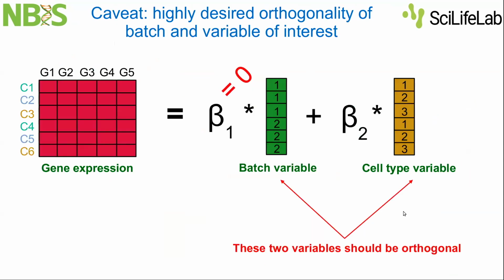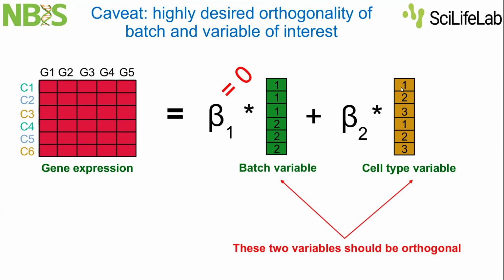So here is a caveat. This will work only if the batch variable and the cell type variable are uncorrelated or weakly correlated. Otherwise, imagine that these batch and cell type variables are correlated, so bringing one variable to 0, you'll automatically get rid of the second variable as well.